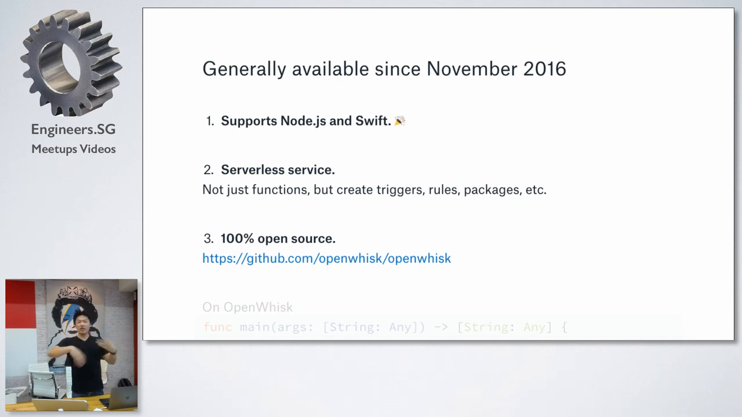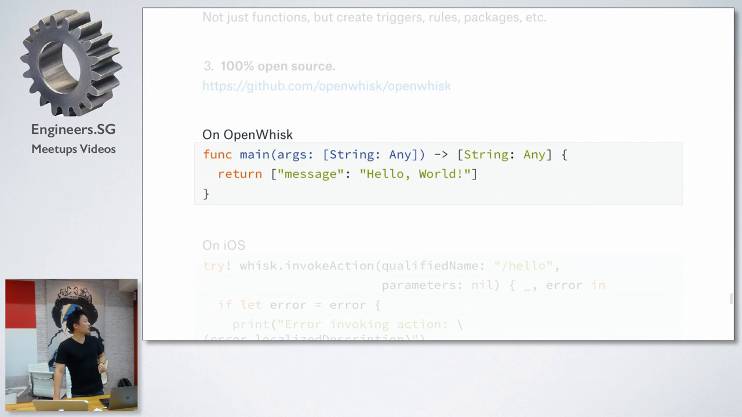So say you have a cron job, you want to clean your database once every week. You can just deploy one Swift function and create a trigger, and that Swift code will touch the database every week. And it's 100% open source, right? So functions as a service, the framework is open source on GitHub, right? So on OpenWhisk, you just need to write these three lines.